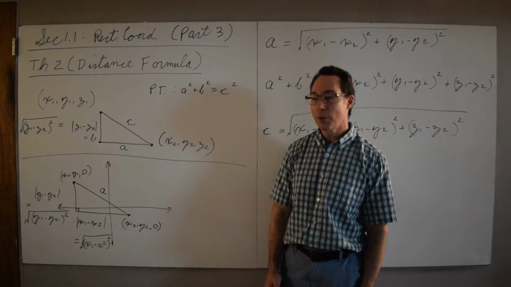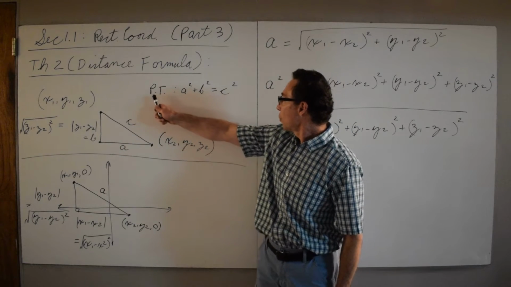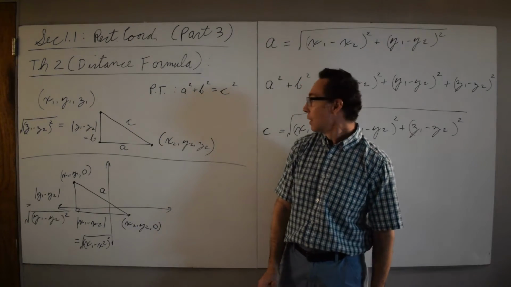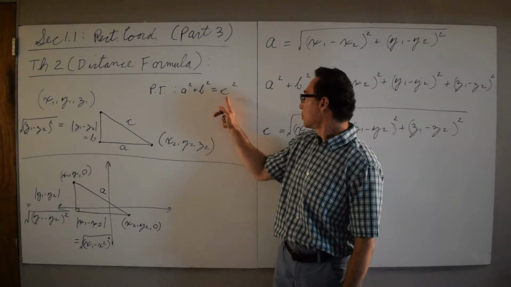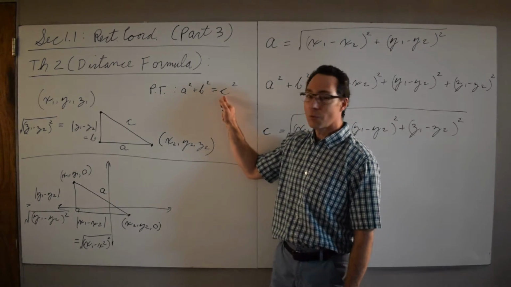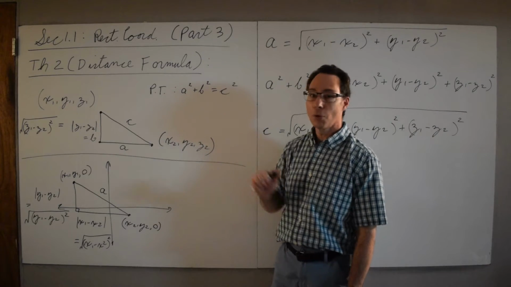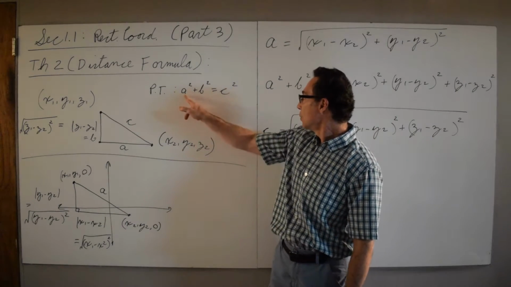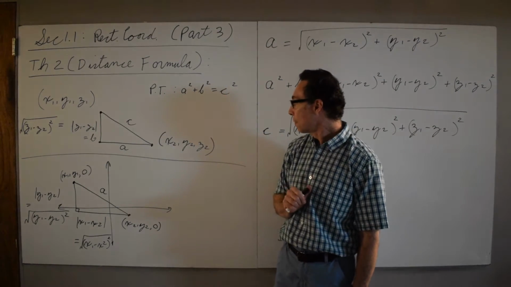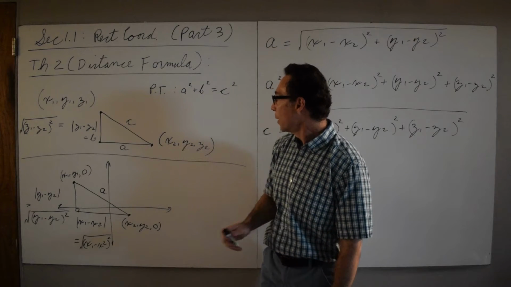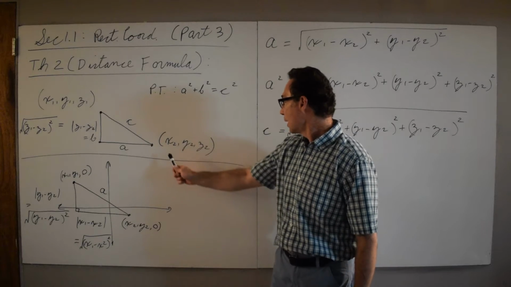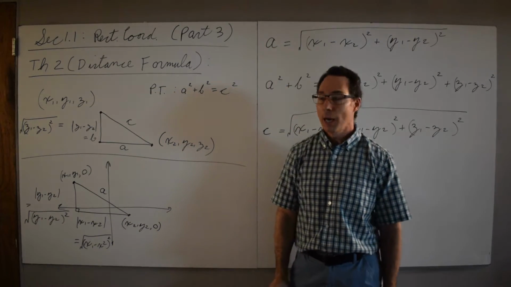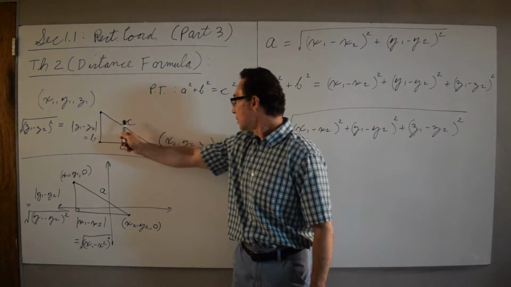And we use the Pythagorean theorem twice. So if you remember what the Pythagorean theorem says, if you have the sides of a right triangle, where C is the length of the hypotenuse, A and B are the lengths of the legs, then A squared plus B squared is C squared. So we're going to start with our two points in 3-space, x1, y1, z1 right here, and x2, y2, z2 right here, and we'll call the distance between them C.